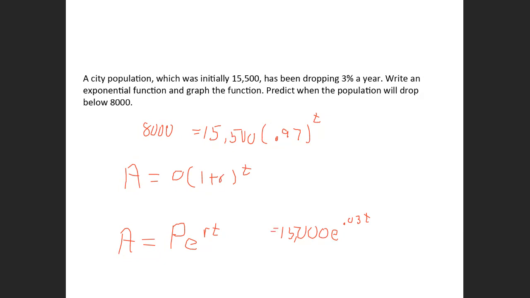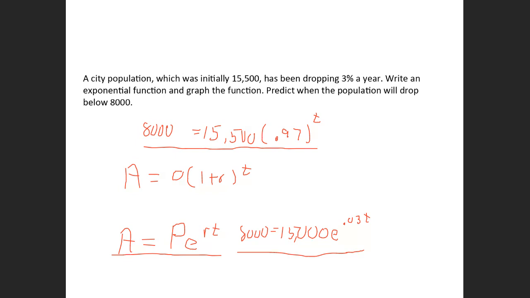I'll solve this both ways, and I'm trying to solve until it gets to 8,000. Okay, so I'm going to solve this one, and then I'm going to solve this one. They're going to be fairly close. But this one is used more often than this one up here. But you should know both.